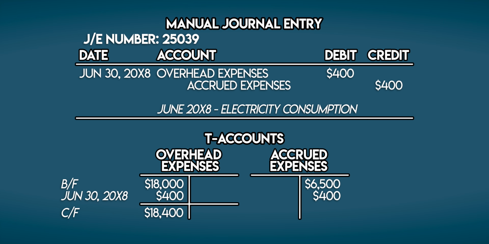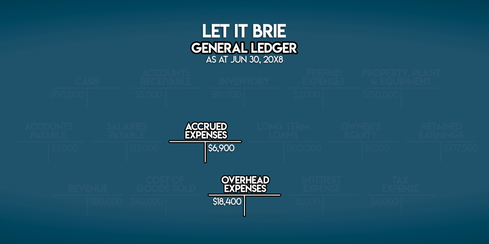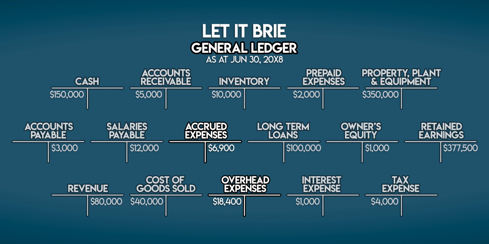And your accrued expenses have increased to $6,900. This is what we mean by posting a journal. And now we can see how it affects your general ledger as a whole. Your overhead expense and accrued expense accounts have been updated to reflect the transaction.